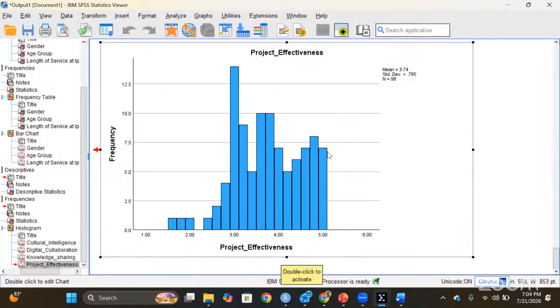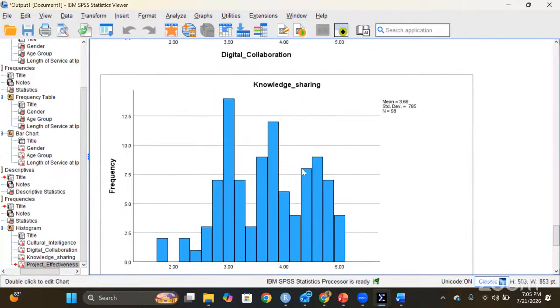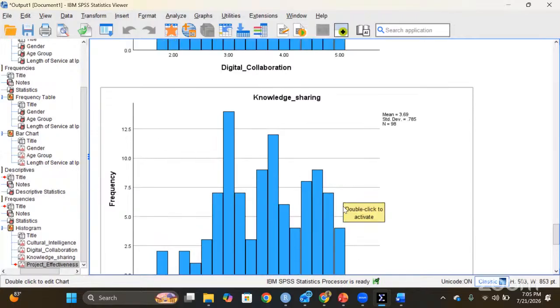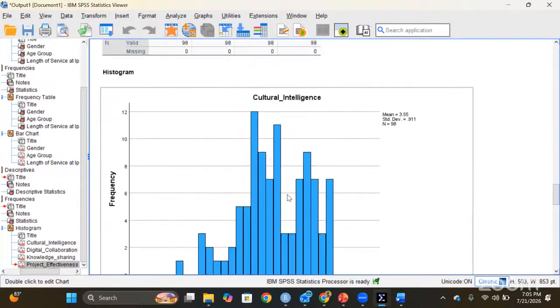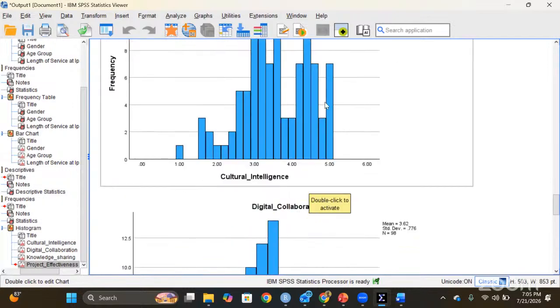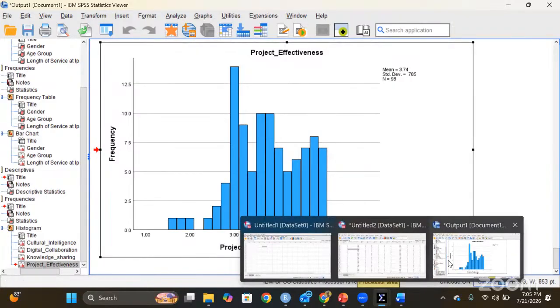So that means that there's a high level of project effectiveness. You can see that knowledge sharing also has that same dimension. So there's a high level of knowledge sharing. Even we can see that 4 has the highest here. So cultural intelligence, oh, there's a high level of cultural intelligence. So that's how you measure constructs. Any question?